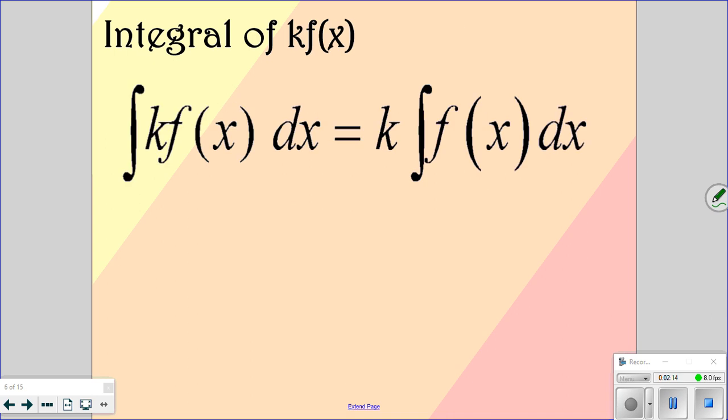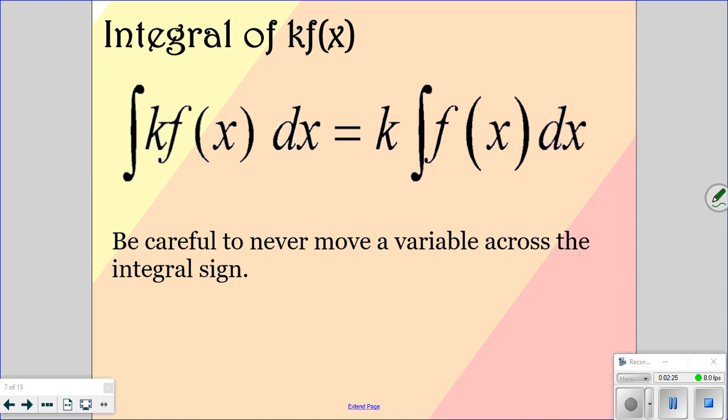If you have k times a function, where k is some number, you're going to pull the k out and then integrate your function f of x. However, you need to be careful to never move a variable across the integral sign. So you cannot do this. It will not work. Don't ever pull a variable across your integral sign. Only a number, a constant.